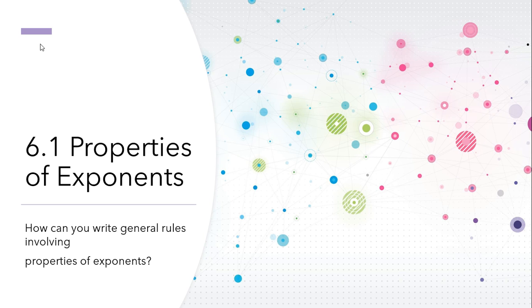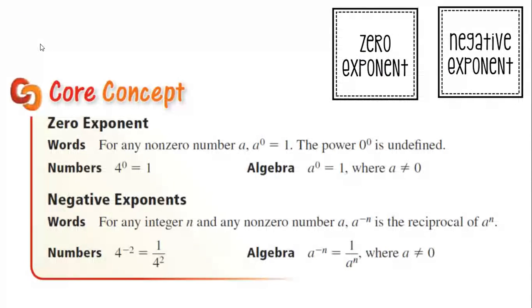All right, guys, we are into chapter 6. Chapter 6 begins with properties of exponents. There's a lot in this particular section, so it's very important that you take good notes as we go through the different examples and the different rules related to exponent properties.